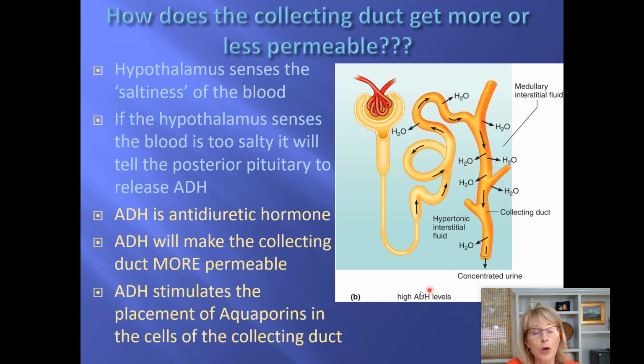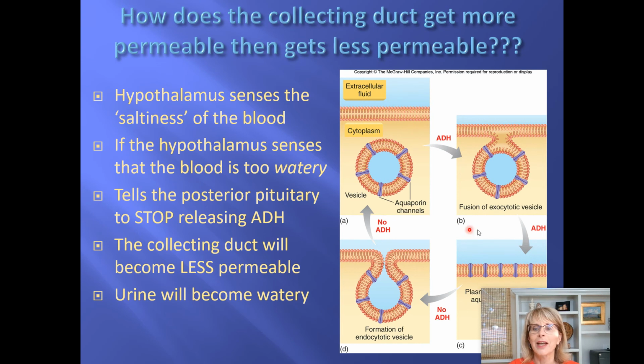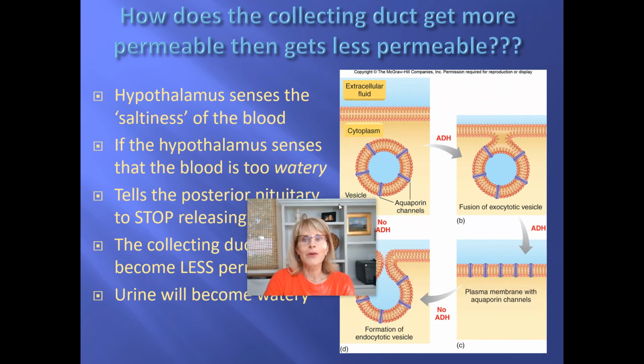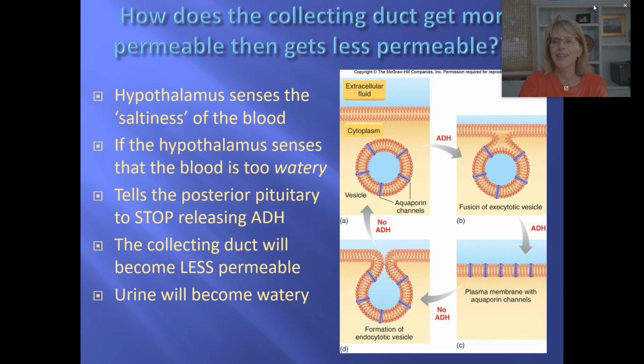If anti-diuretic hormone were not here, there would be no aquaporins. The water would be forced to stay. You'd make a large volume of watery urine. Okay? So a little more detail, okay?